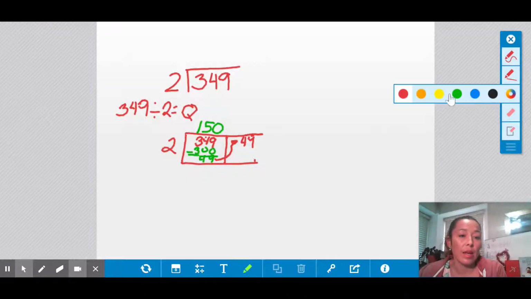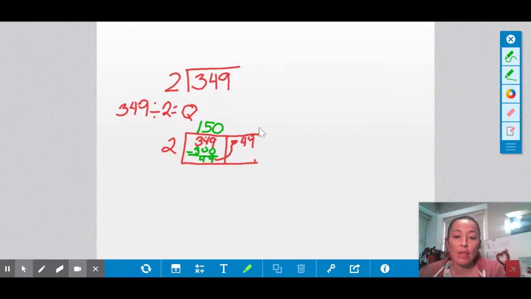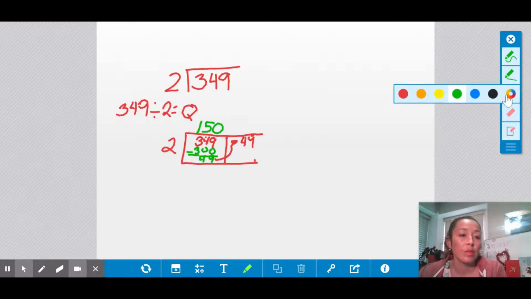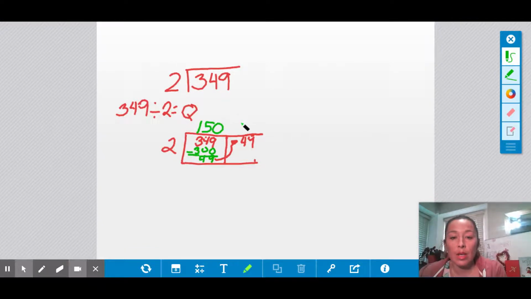So let's see, I need 49. I have a 2. I'm going to make 40. I'm going to say 2 times 20. Remember, they always go on top. That makes 40. So I'm going to just subtract whatever I used right there in the area model. I have 9 left. And I'm going to keep building this area model until I run out of numbers. So I have 9 left now.